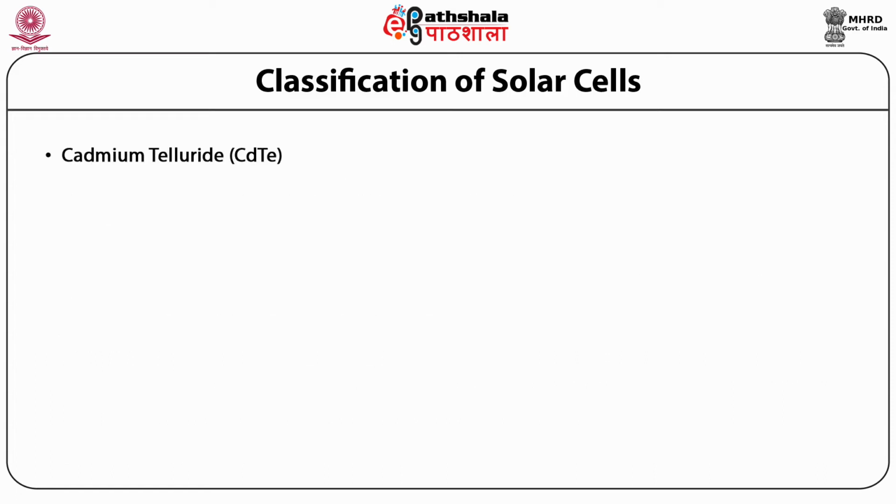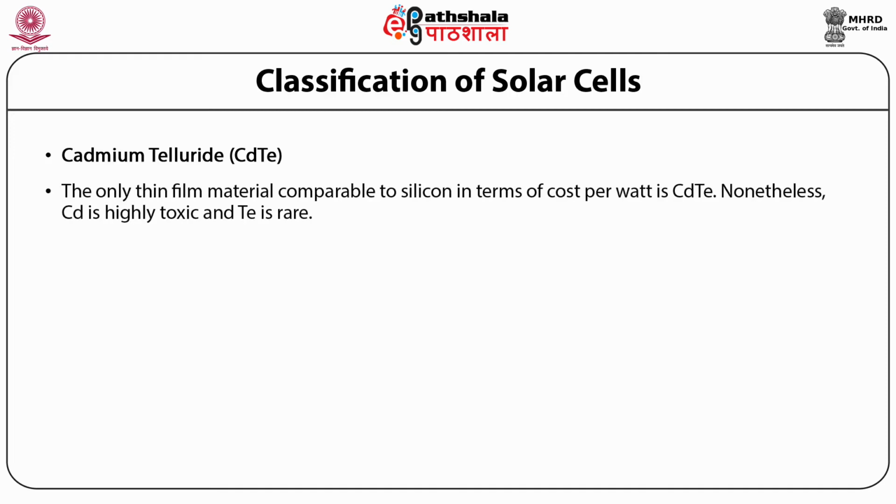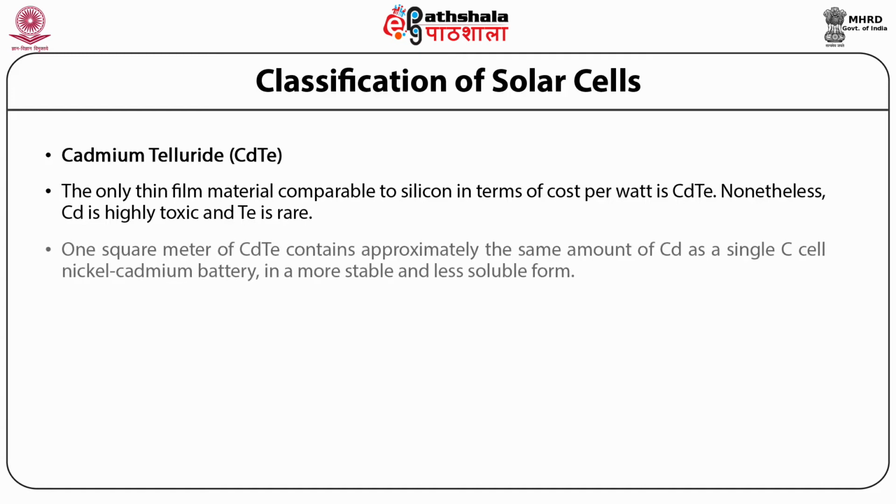Cadmium telluride, CdTe. It is the only thin film material which is comparable to silicon in terms of cost per watt. Nonetheless, cadmium is highly toxic and tellurium is rare. One square meter of cadmium telluride contains approximately the same amount of cadmium as a single C-cell nickel-cadmium battery, in a more stable and less soluble form.